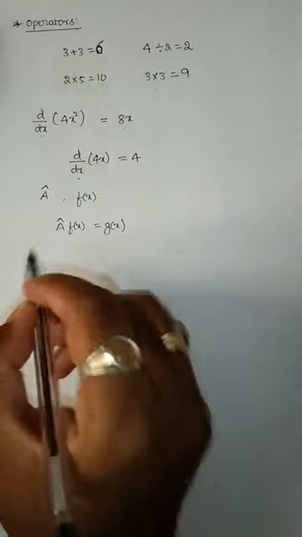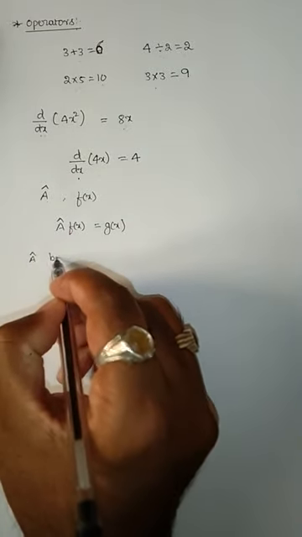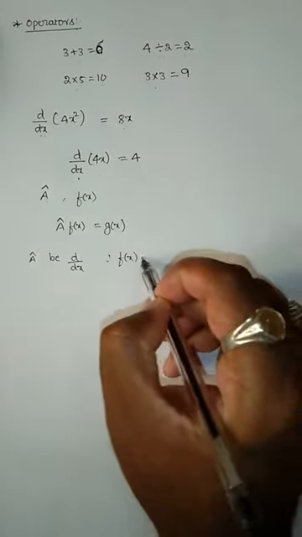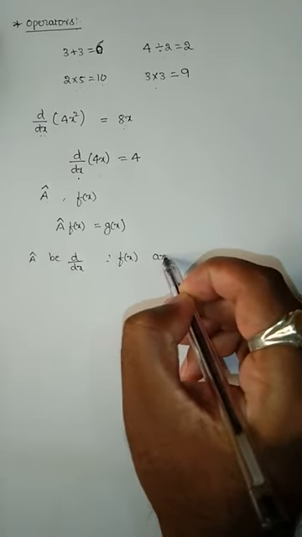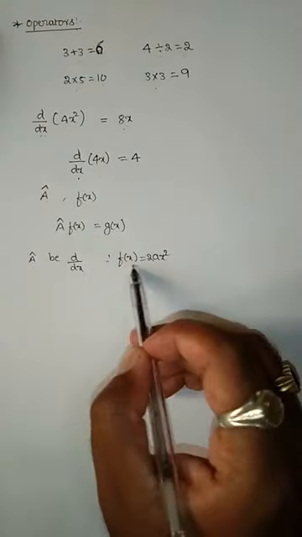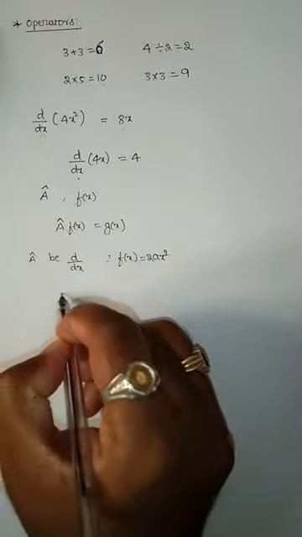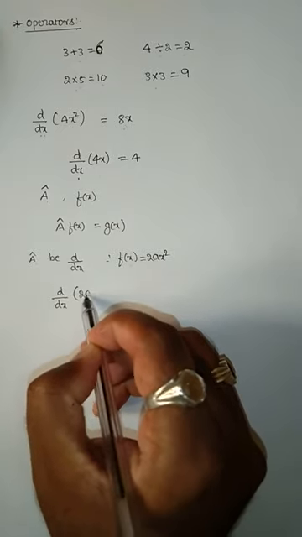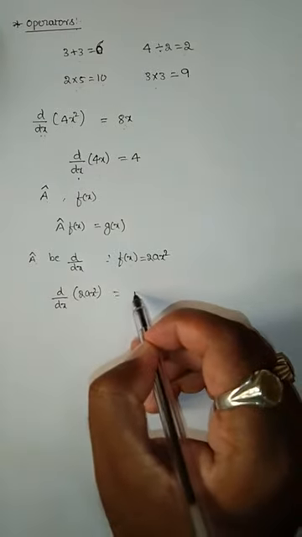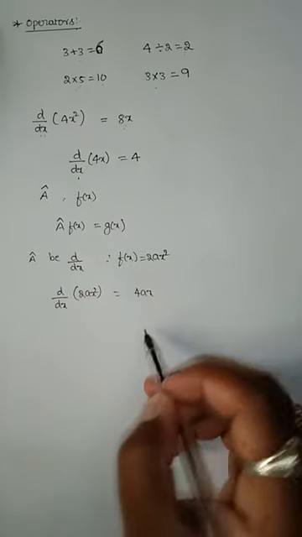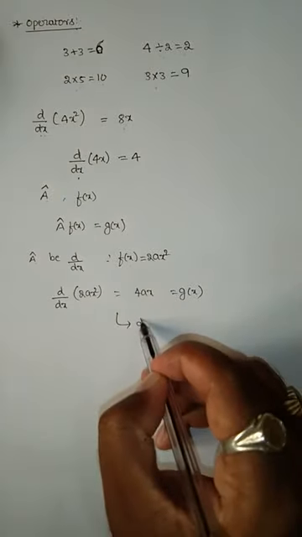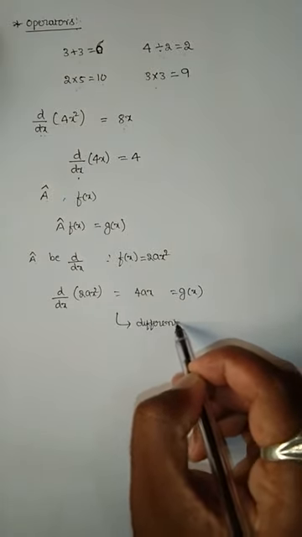So this is the actual meaning of the operator. Let us do some simple illustration. Let the operator A cap be d by dx, and let f of x be 2ax square. We perform the operation of d by dx on f of x, that is 2ax square, and that gives 4ax, which is nothing but g of x. And here, we performed the operation of differentiation.